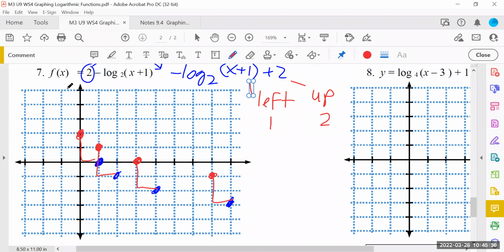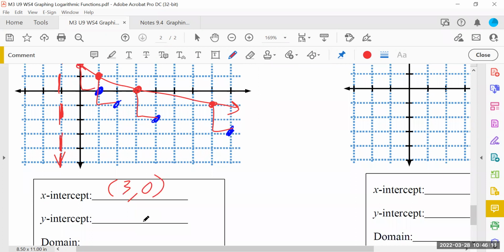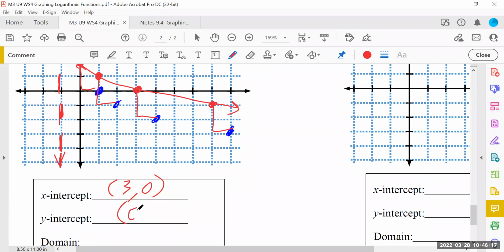The asymptote also gets shifted left 1 up 2, but the up 2 doesn't really do anything to it because it's a vertical line. So there's my asymptote shifted left 1, which is why I finally have a y-intercept. Get to answer something beyond just none. This one's really nice. I have an x-intercept at 1, 2, 3. I don't have to do any work. My x-intercept is 3, 0. My y-intercept is 2, 0, or sorry, 0, 2.